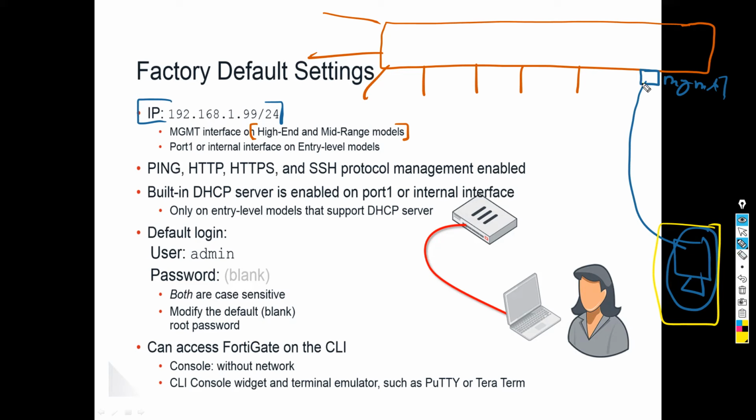You can check your connectivity because by default on the management port, these services are enabled: Ping, HTTPS, SSH. So from the management PC, you can check your connectivity. To access graphically, you can use HTTPS. To manage the CLI, you can use the SSH protocol. So in high-end and mid-range models, we can get a dedicated management port.